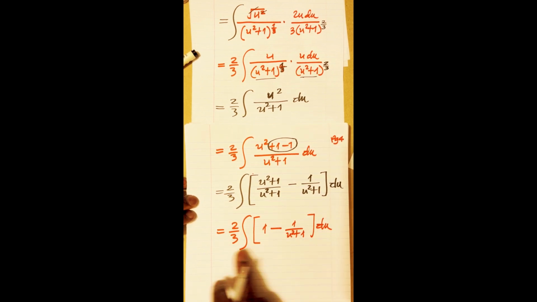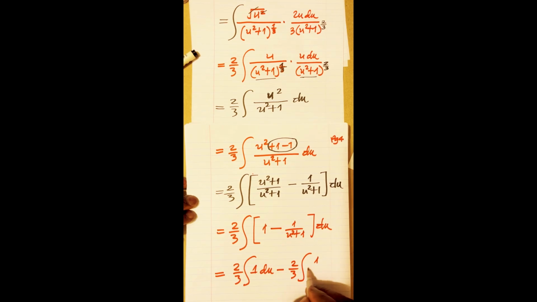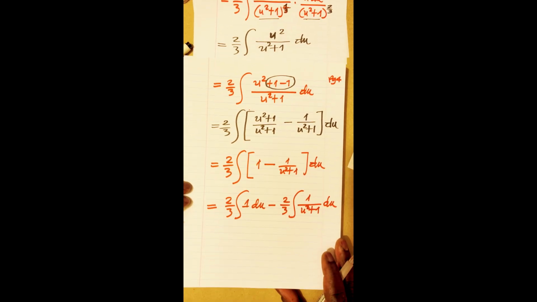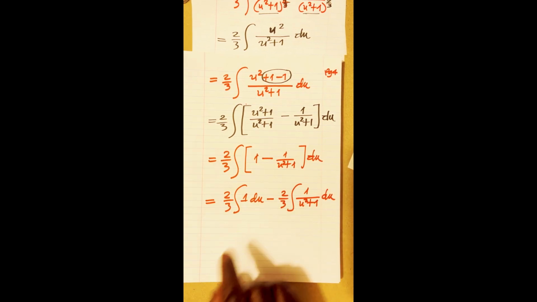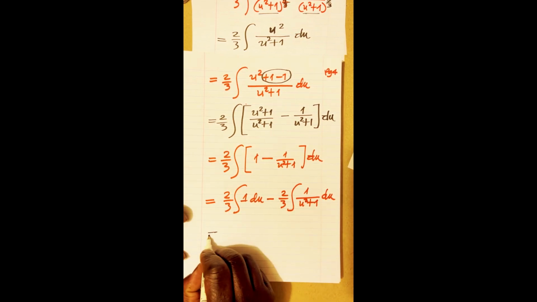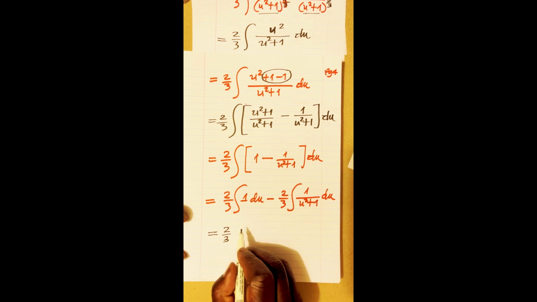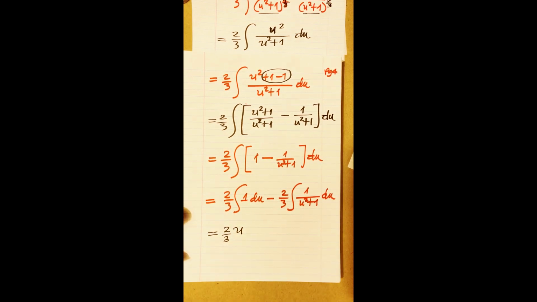Now I have to distribute 2/3 and du and the integral, and what I obtain is the following. 2 over 3 times the integral of 1 du minus 2 over 3 times the integral of 1 over u squared plus 1 du. Nice. Now, watch something here. These two are simple integrals to evaluate. What is this one here? Well, what we have here is 2/3 u, because the integral of 1 with respect to u is actually u.